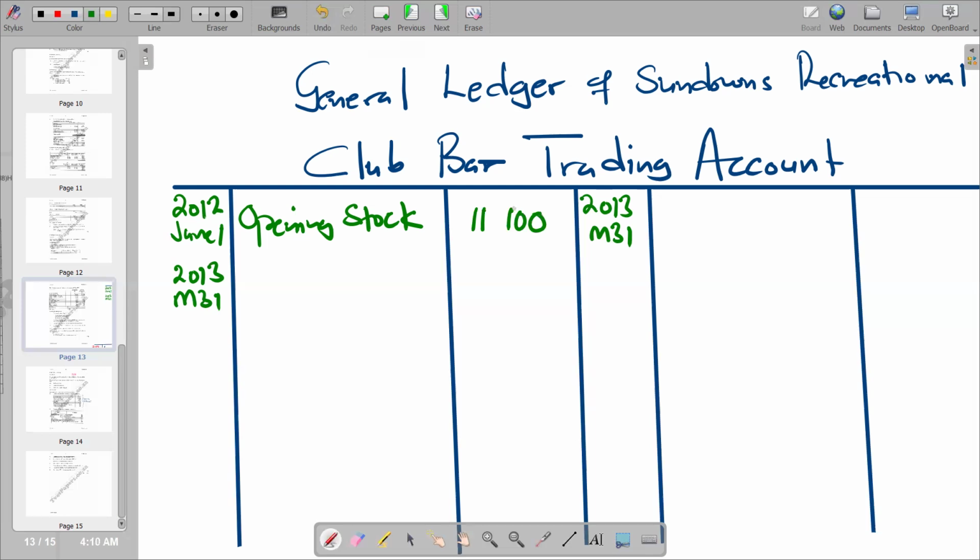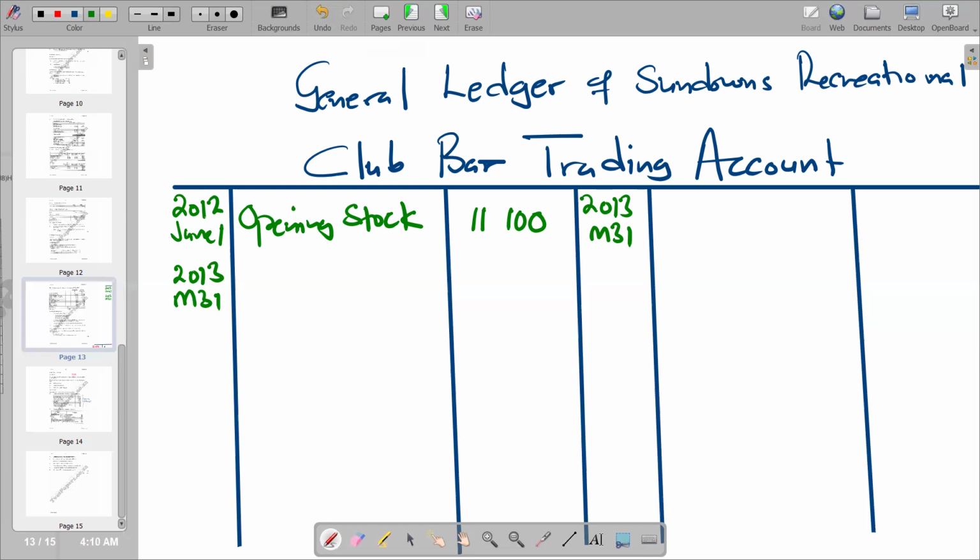So we have 11,100. And then we also look for other items that should be in the bar trading account. So let's take note what should appear on the debit side of the bar trading account. We've got opening stock on the debit side. We also have purchases on the debit side. And also, if we have any sales returns, they should be on the debit side of the bar trading account. So basically, that's what we have.